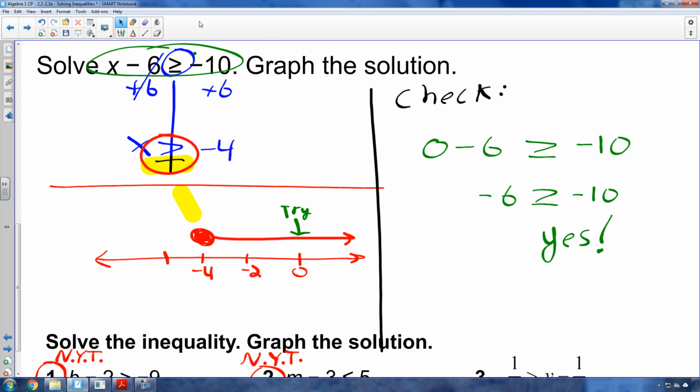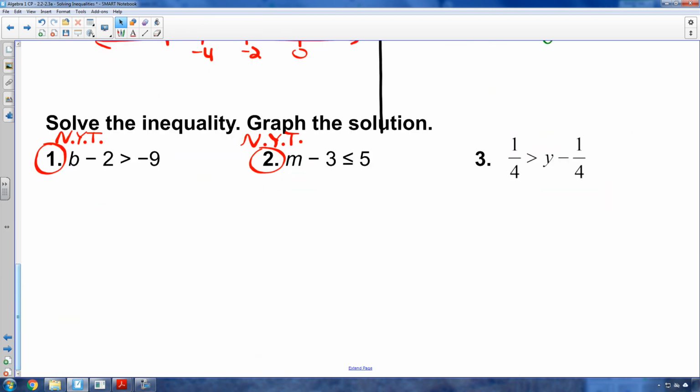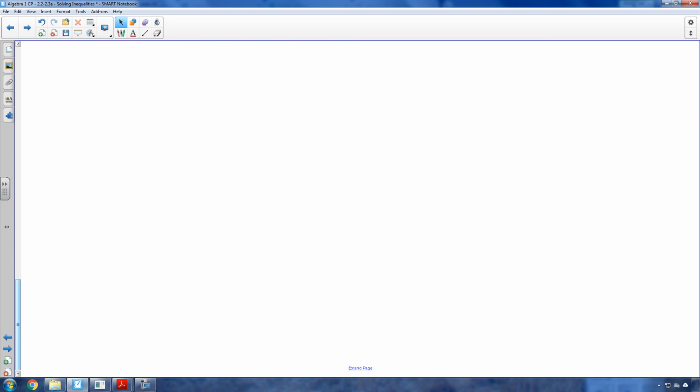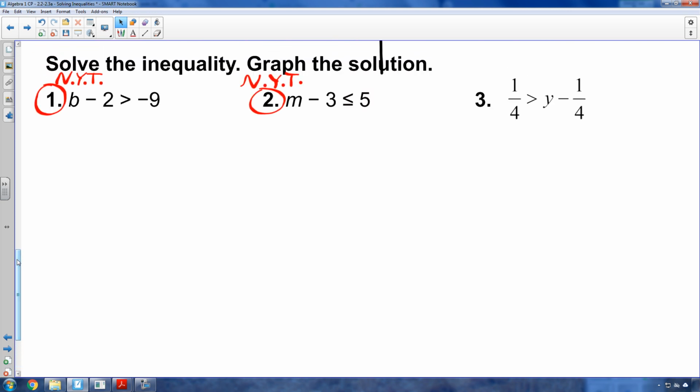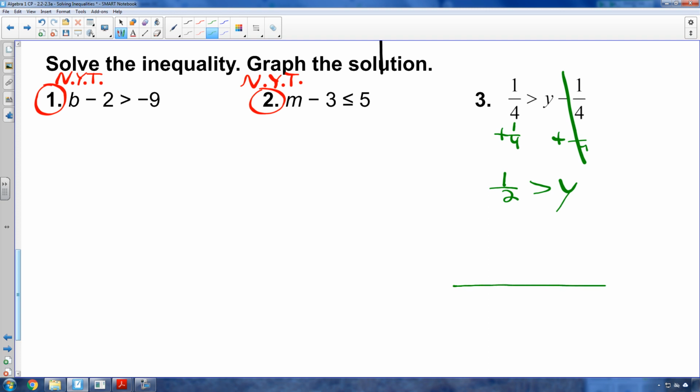So go down here and just pause the video and try a couple of these. I want you to try numbers 1 and 2. Pause the video and give these a shot. I'll show you how I would do this one, for example. I'd be adding the 1/4 to both sides to get the y alone. That's 2/4, which is actually a half. So that's the idea. And then in this case, we want to go between 0 and 1.